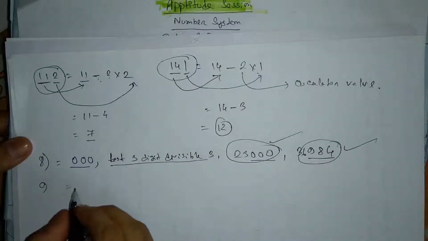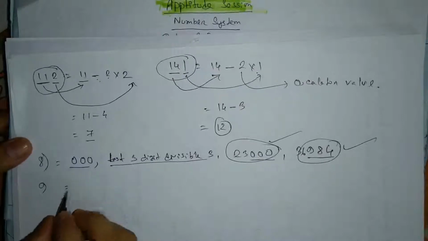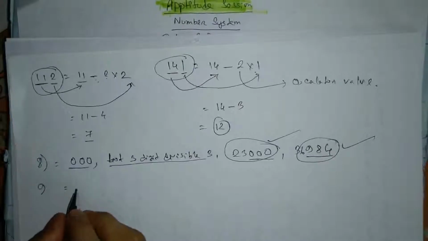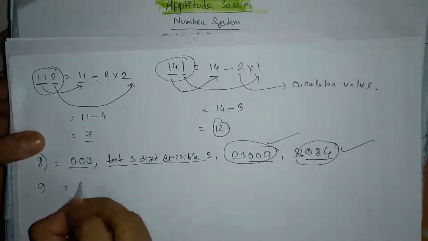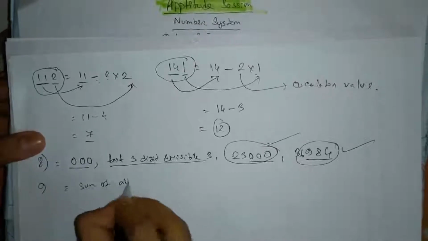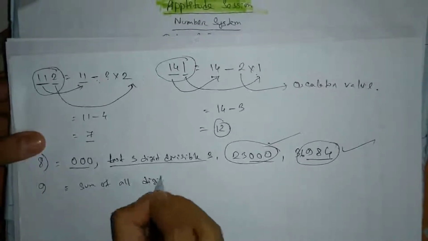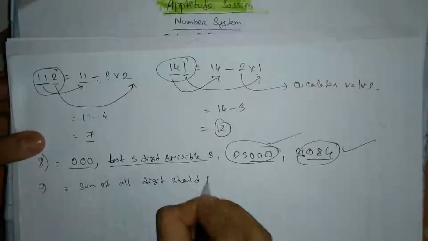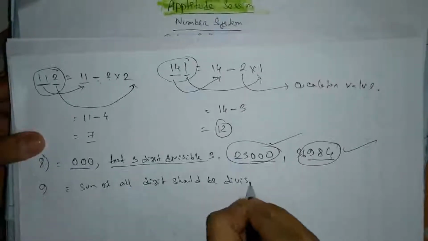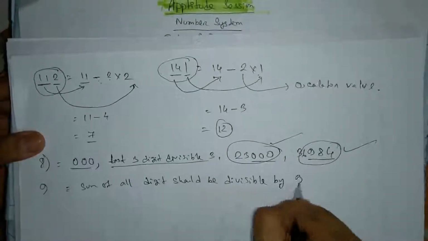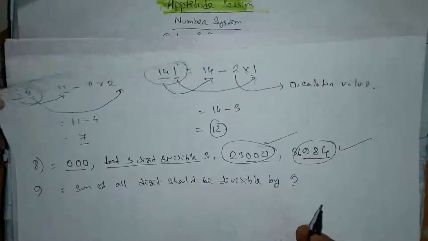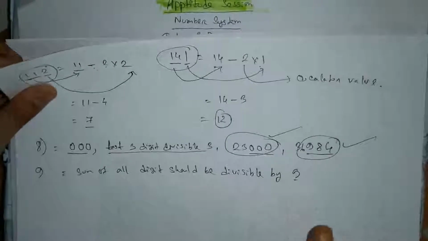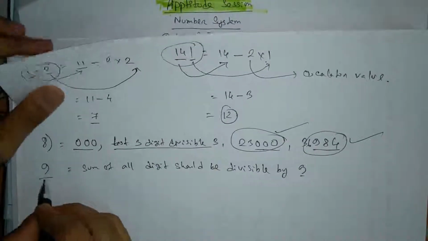Okay, 9. In case of 9, if the sum of all digits of a number is divisible by 9, then the number will be divisible by 9. The sum of all digits should be divisible by 9, then we can say the whole number will be divisible by 9.